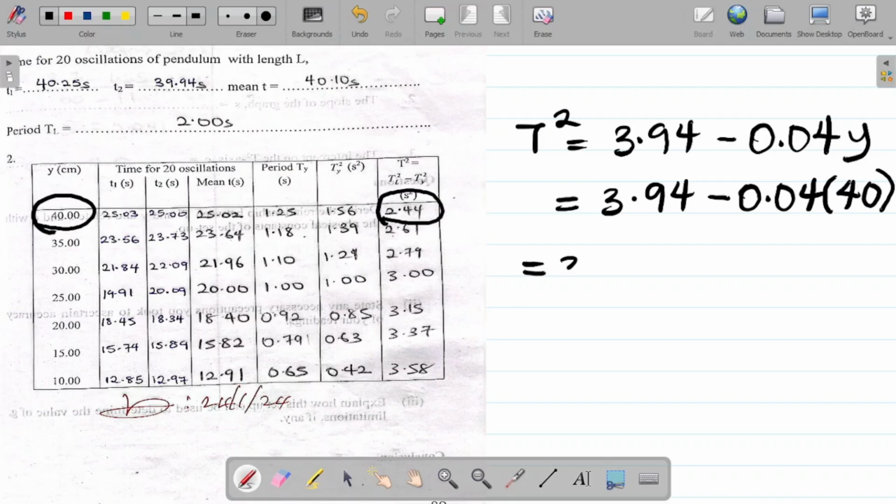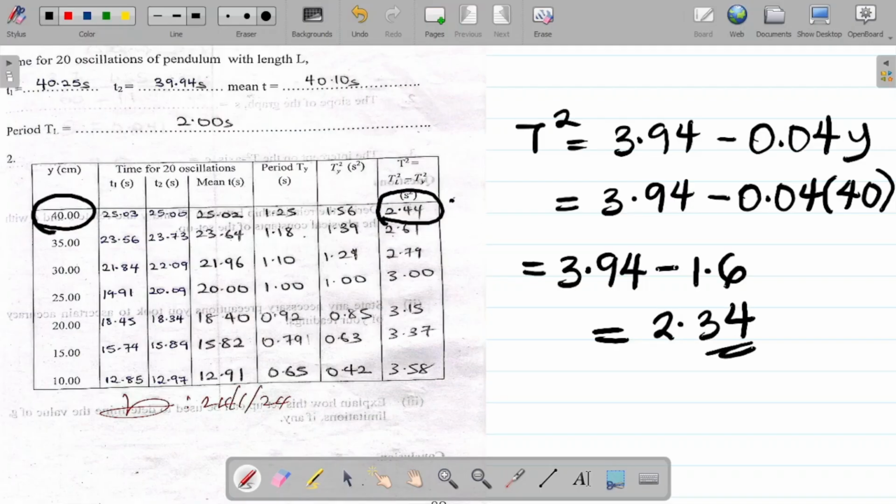This is equal to 3.94 minus, let's see, 0.04 times 40, that's about 1.6. If I subtract this, I have 3.94 minus 1.6, and that's about 2.34. Meanwhile, the value here is 2.44. The little difference there is just 0.1, which is due to maybe some experimental error. So that means the equation is actually correct or sensible, right? All right, so let's move on. Let's get back to our questions.